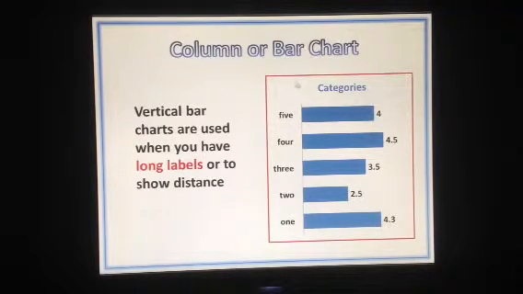Also, a good type of chart to use is vertical bar charts. You use these when labels are long or when you need to show distance. And I can remember using a lot of these charts for petrochemical companies and Quaker Oats.